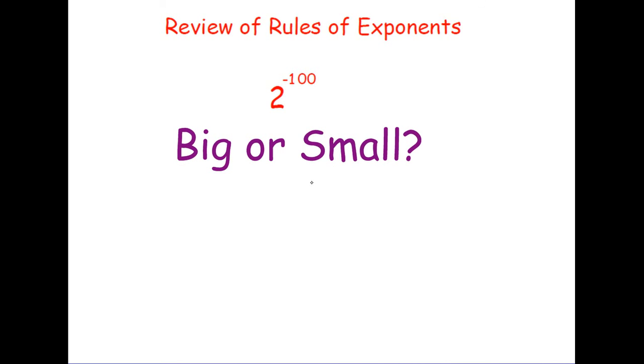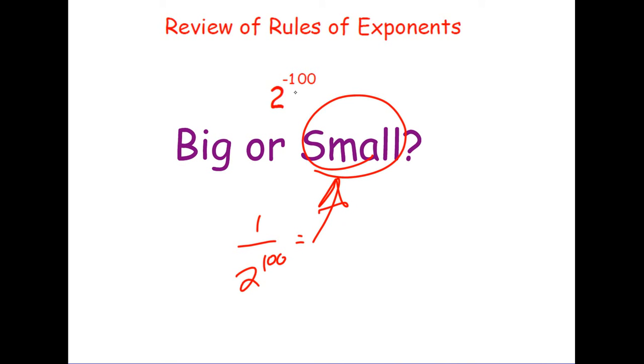That's right, this is a really small number as we look at this. This is a small number because it's 1 over 2 to the 100. And 2 to the 100 is a really, really big number, but 1 over that's going to make it a really, really small number. So remember, these negatives make a reciprocal. So we have the negative exponents making a big function there.